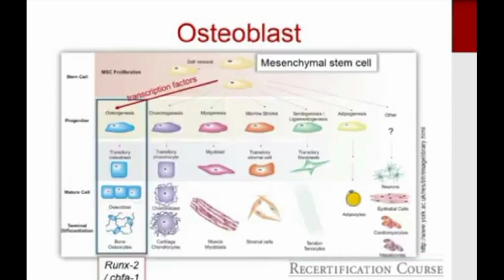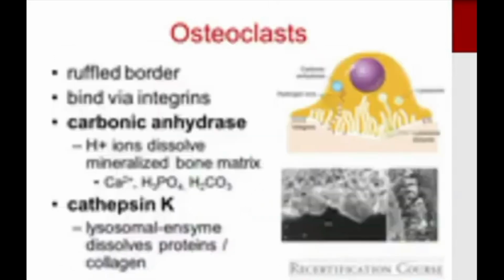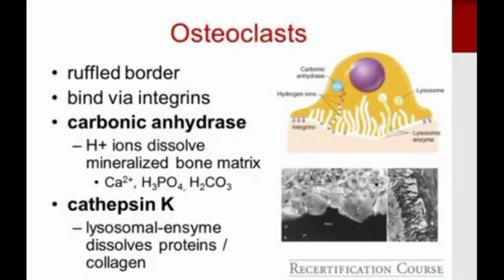Again, these are not mesenchymal cells. They come from hematopoietic lineage. They are regulated by osteoblasts. Differentiation requires RANK ligand and macrophage colony stimulating factor. These are transcription factors created by osteoblasts. Again, osteoclasts have a ruffled border. They bind to the bone via integrins.